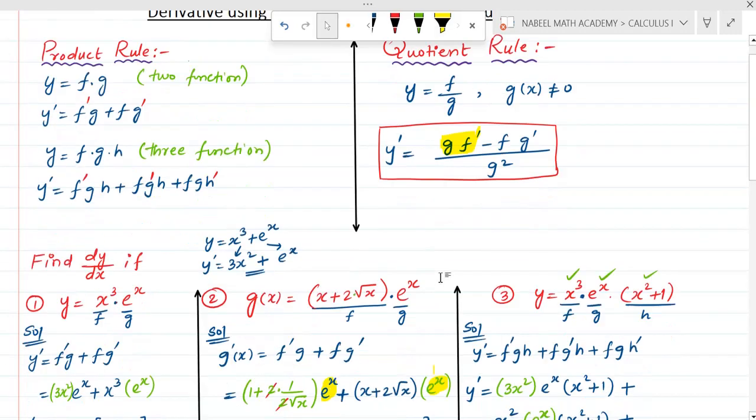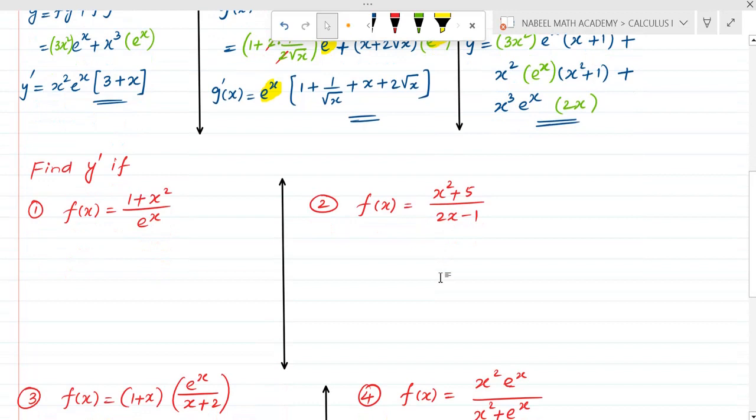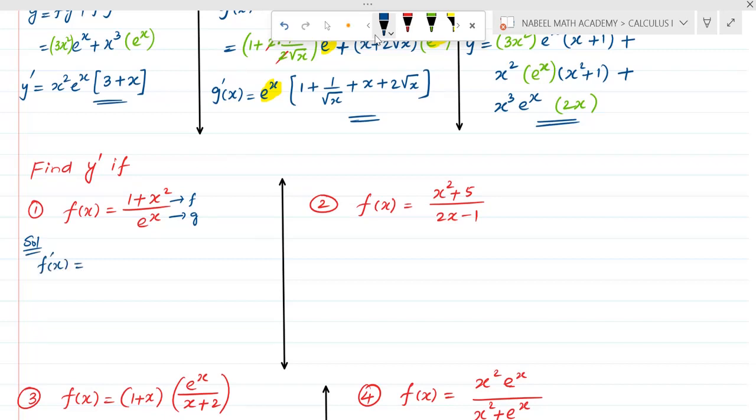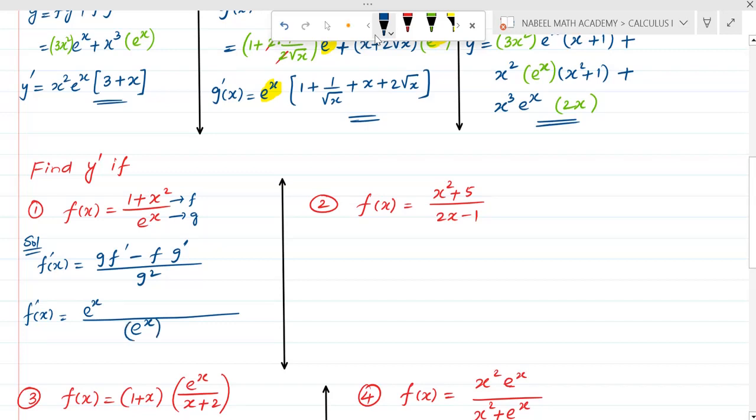Now we will solve the problem here. This is in the format of f over g. See here, this is f and this is g. So I write the rule first: f prime of x equals g square, g fixed f prime minus f fixed g prime. So what is the derivative here? It is e power x fixed, whole square.